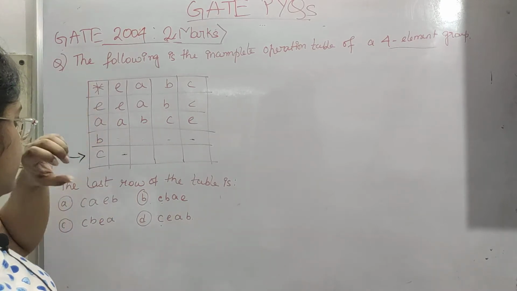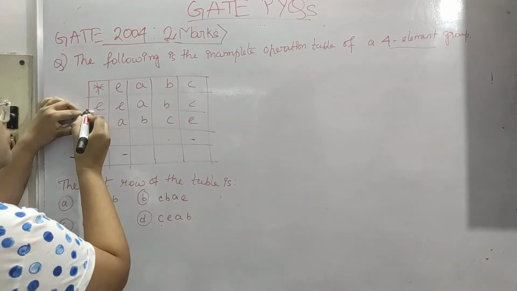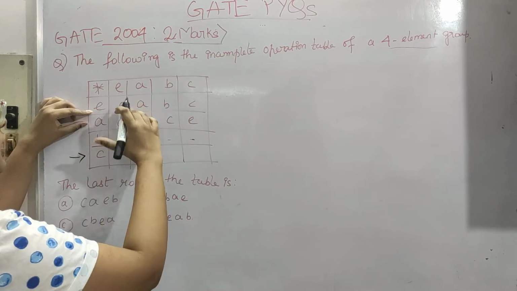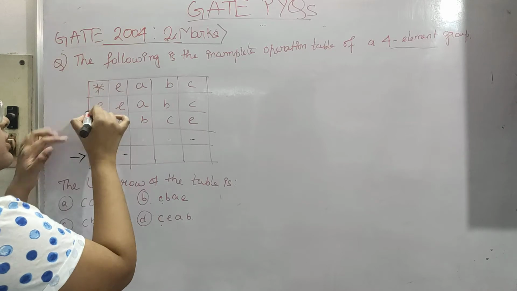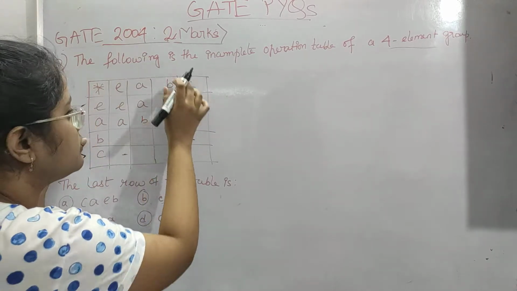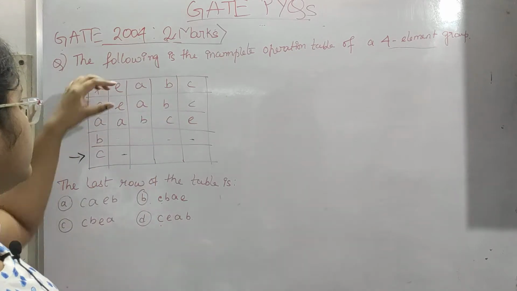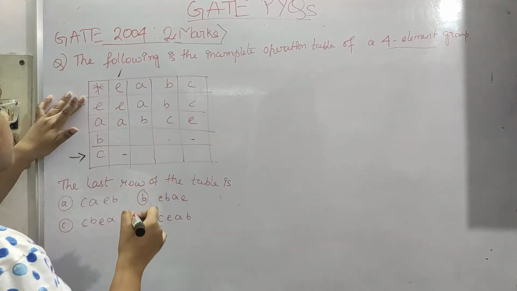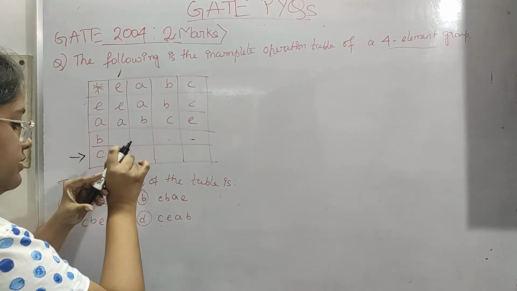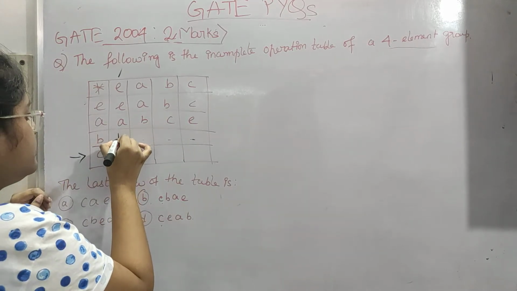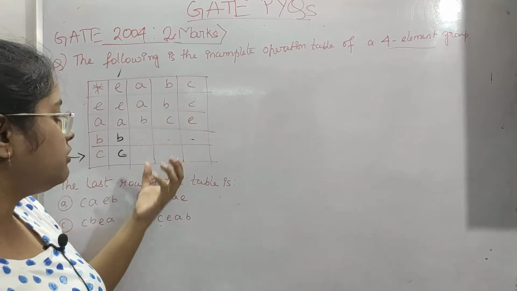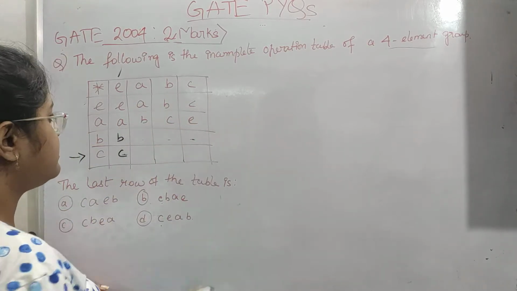We can see that if we take this row, this whole thing is copied here. Again, if we take this row, this whole thing is copied as it is from this row to this row. Again, if we take this column, it will be copied as it is. Since it is an identity element, this is B, this is C. Okay, so now we have to fill out other places. So 6 places are still left.